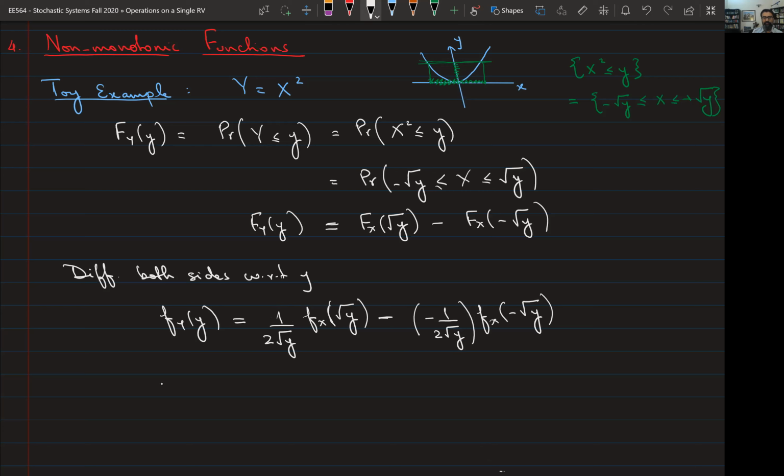Right, so I've skipped steps here. These are simple algebraic, calculus steps, because of the derivative, and it turns out you'll get this result. So 1 upon 2 root y times f_X evaluated at root y plus f_X evaluated at minus root y. Right, so this is the solution.